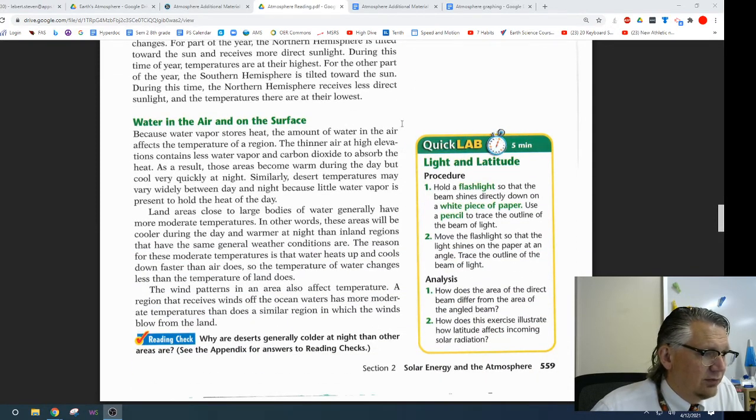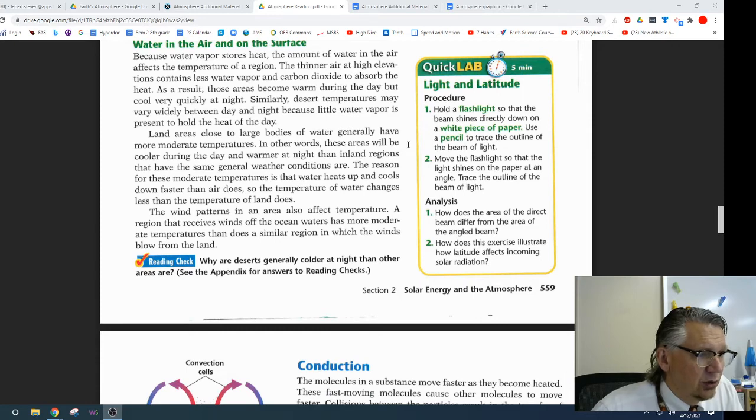Water in the air and on the surface. Because water vapor stores heat, the amount of water in the air affects the temperature of a region. The thinner air at high elevation contains less water vapor and carbon dioxide to absorb the heat. As a result, those areas become warm during the day but cool very quickly at night. Similarly, desert temperatures may vary widely between day and night because little water vapor is present to hold the heat of the day. Land areas close to large bodies of water generally have more moderate temperatures. In other words, those areas will be cooler during the day and warmer at night than inland regions that have the same general weather conditions.